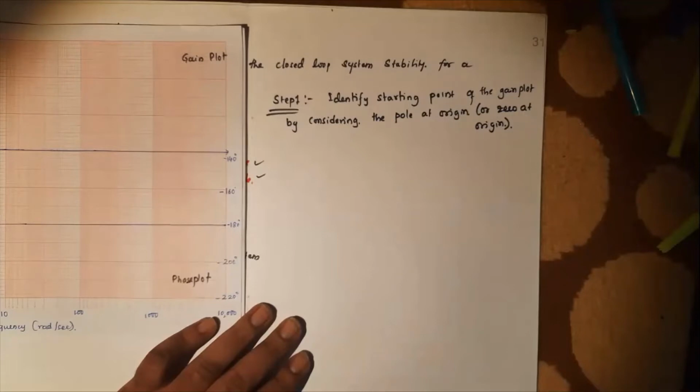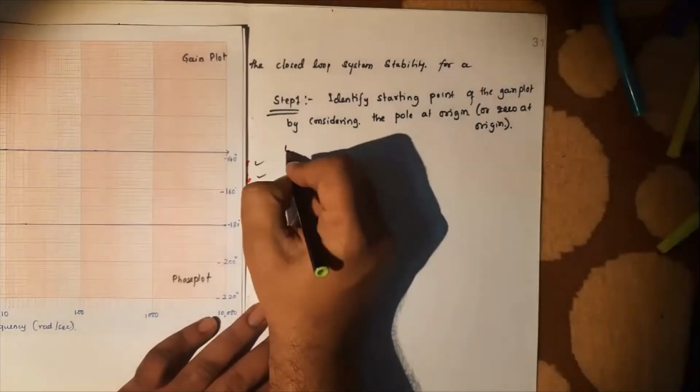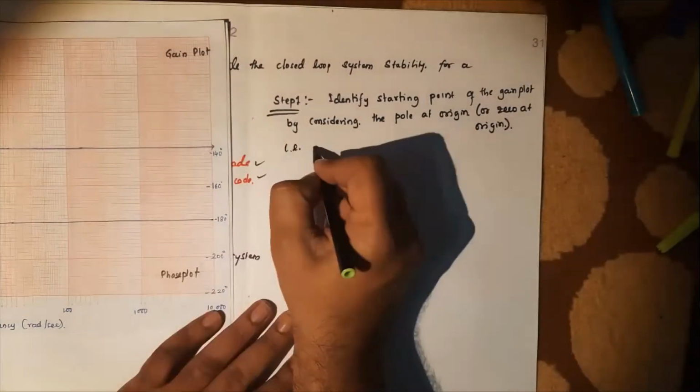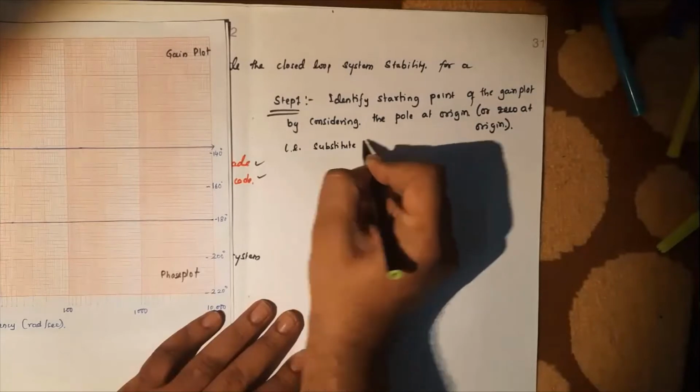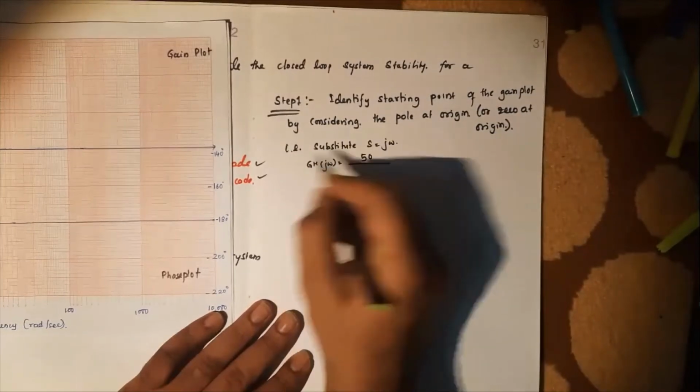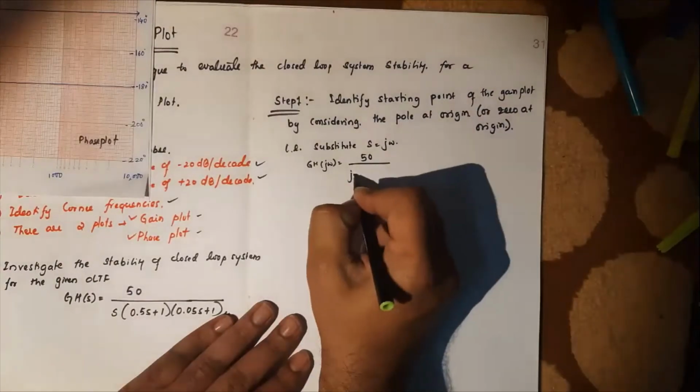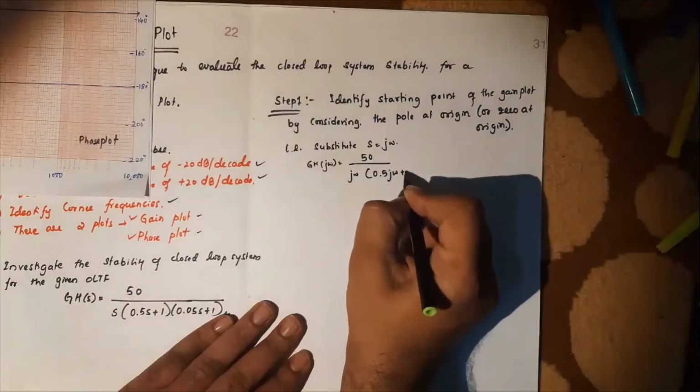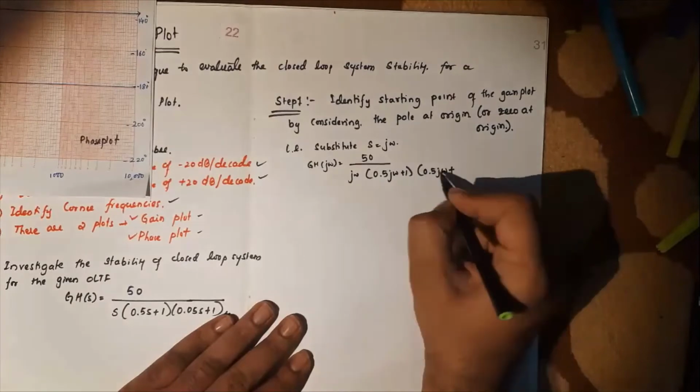Since this is the first numerical, you will feel some difficulty. Once I solve 2 to 3 numericals, things will be very familiar and it is a very easy technique. It's not as difficult as my quest case. So step 1 is to identify the starting point of the gain plot. To find the starting point, just substitute s equal to j omega in our open loop transfer function. So it is 50 by j omega into (0.5 j omega plus 1) into (0.05 j omega plus 1).